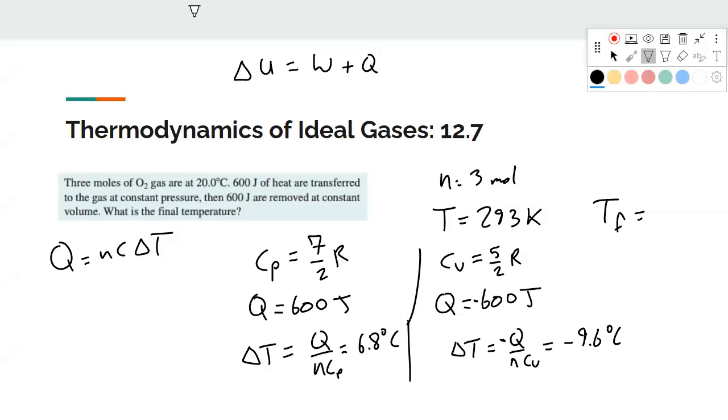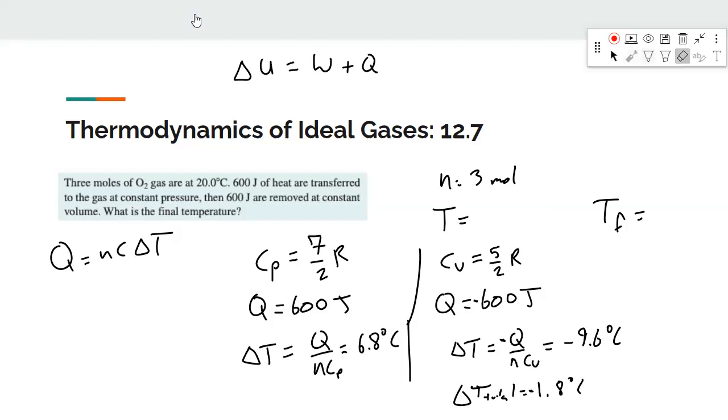So the overall delta T, so delta T total, is 6.8 plus negative 9.6. Which is negative 1.8. And so we didn't actually need to convert in this situation. So we started at 20 degrees Celsius and we end at 17.2 degrees Celsius. So this would be our final temperature.